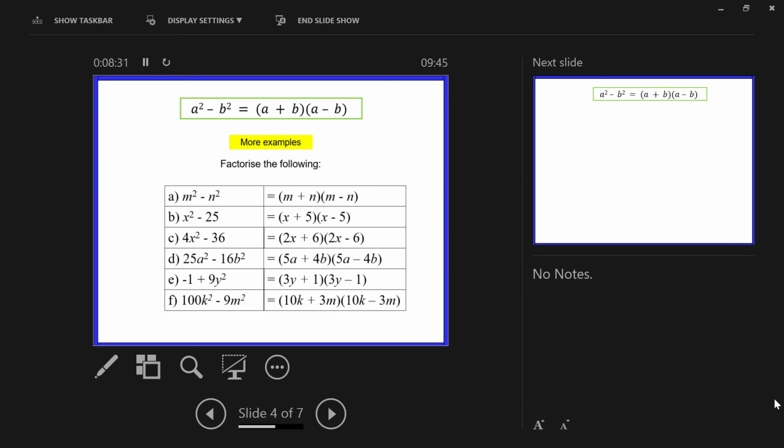10k plus 3m, 10k minus 3m. Everyone okay so far? Yes. Was your hand up? If you've got b and c divided by the numbers, there's no square root. So you just don't assume.